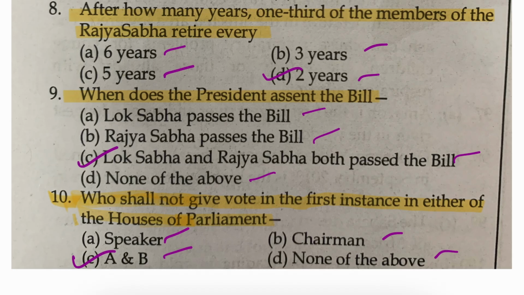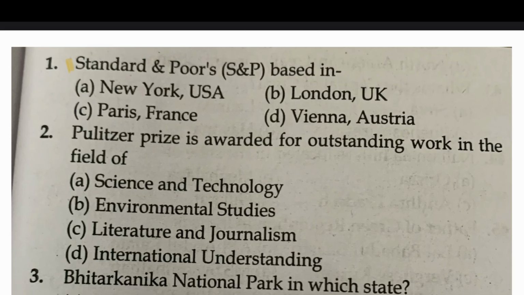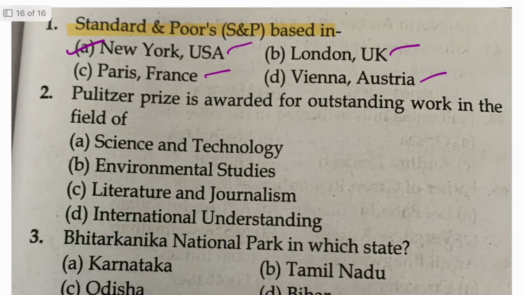The Chairman also cannot vote in the first instance. He too can cast the vote in the case of an equality of votes. Question number 1. Standard and Poor's, S&P, is based in New York, USA, London, UK, Paris, France, Vienna, Austria. The answer is A. Standard & Poor's Financial Services is an American, New York, USA financial services company. It is a division of S&P Global that publishes financial research and analysis on stocks, bonds, and commodities.